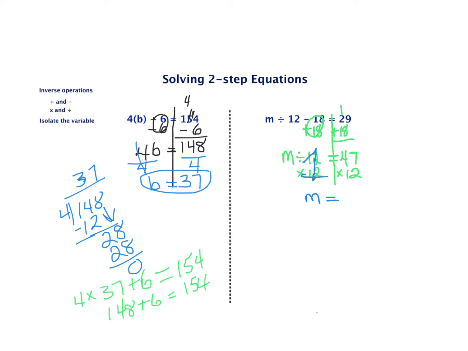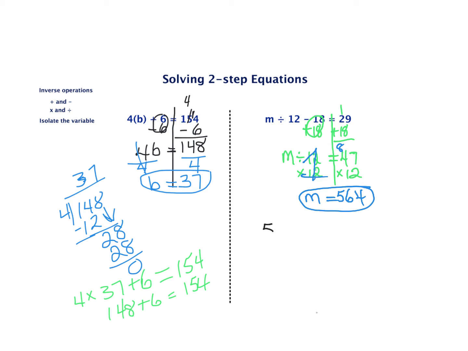12 times 7 is 84. 12 times 4 is 48. 48 plus 8. 48 plus 2 is 50, plus 6 is 56. M equals 564. Let's see if we're right. I'm going to substitute the variable. I'm going to substitute 564 for m. M equals 564, not 56.